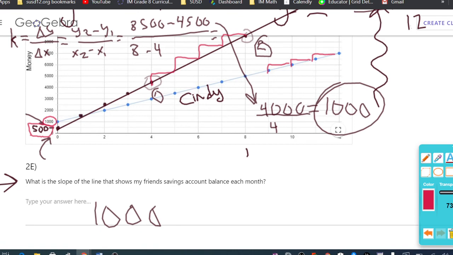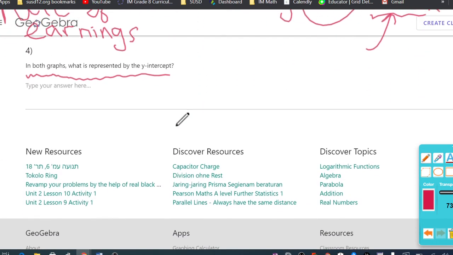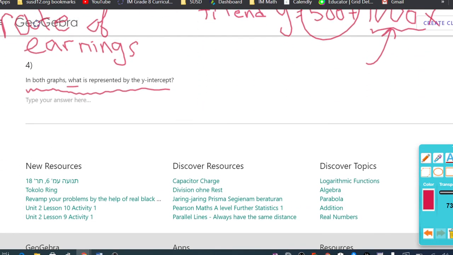So at month 0, my friend already had $500. And for myself, at month 0, I already had $1,000. So what is represented by the y-intercept? The amount of money we already had. Let me type that in. I can go a little faster typing.